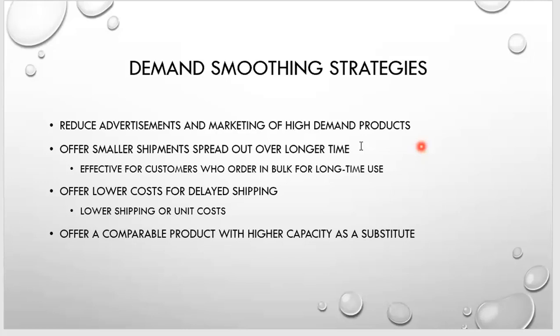So that's a lean strategy: offer smaller shipments spread out over a longer time. Now, offer lower costs for delayed shipping. This is something that Amazon likes to do. They'll say, hey, look, if this product isn't in stock, if you don't mind waiting 3 to 4 weeks, we'll give you a lower cost on it rather than you paying extra money for shipping a product out right now. So sometimes for certain customers, you can provide lower shipping or unit costs as a way to encourage demand smoothing.